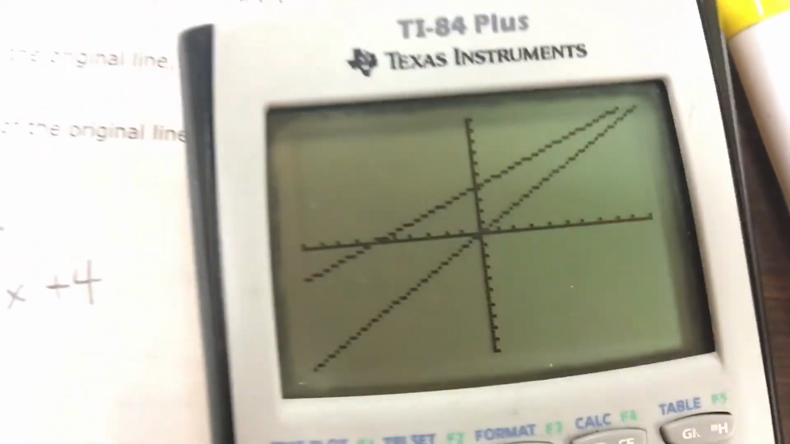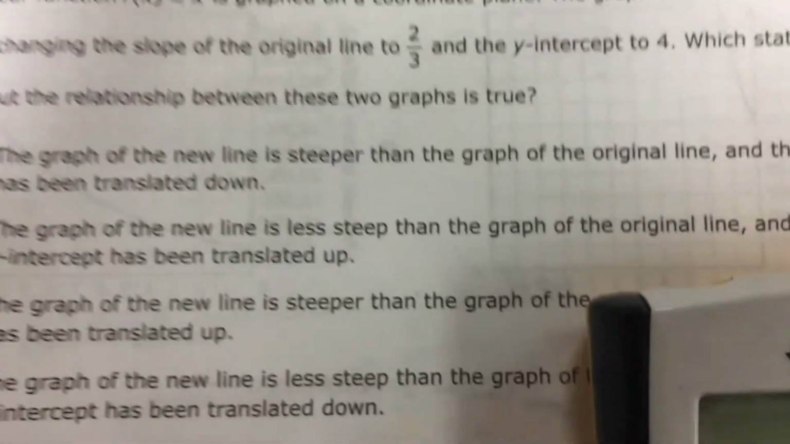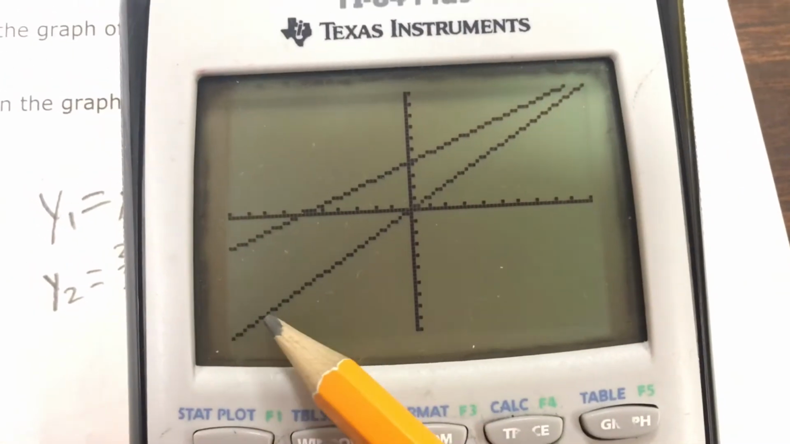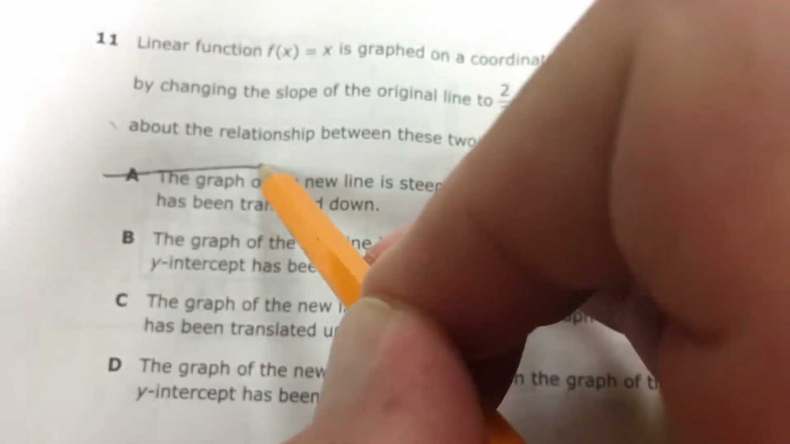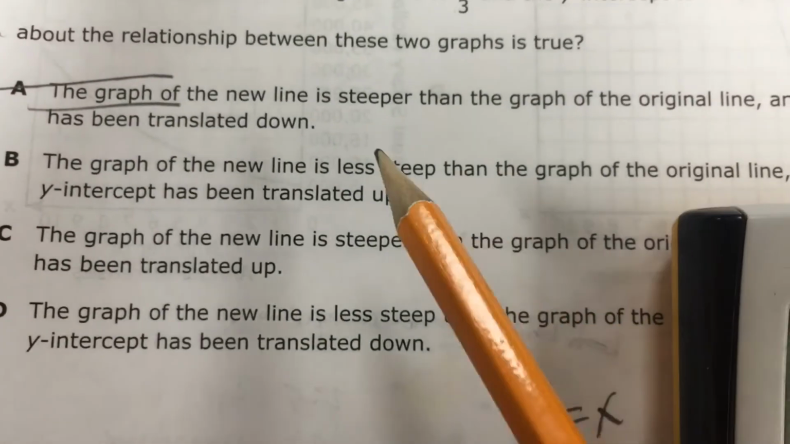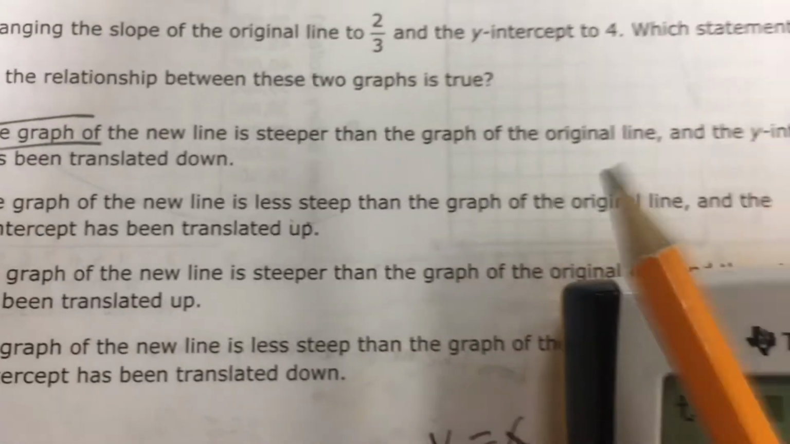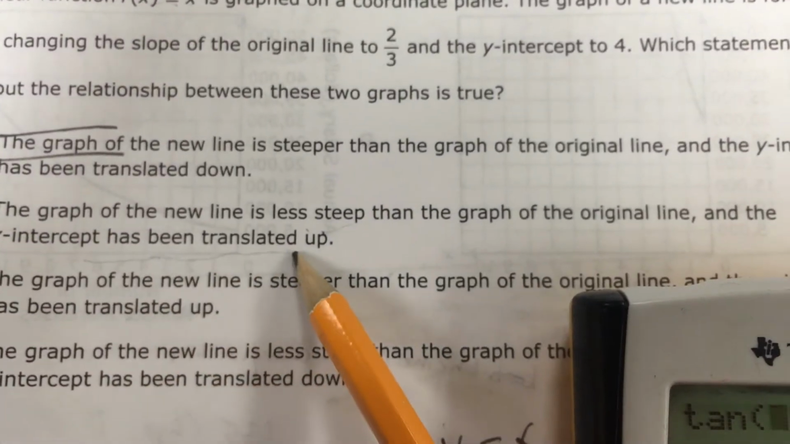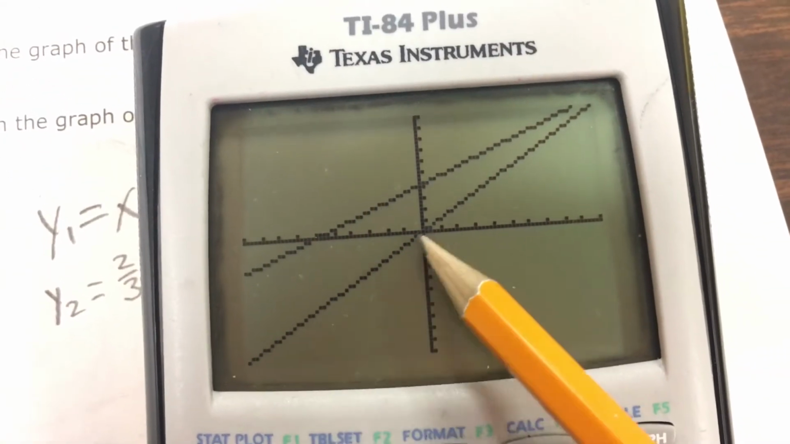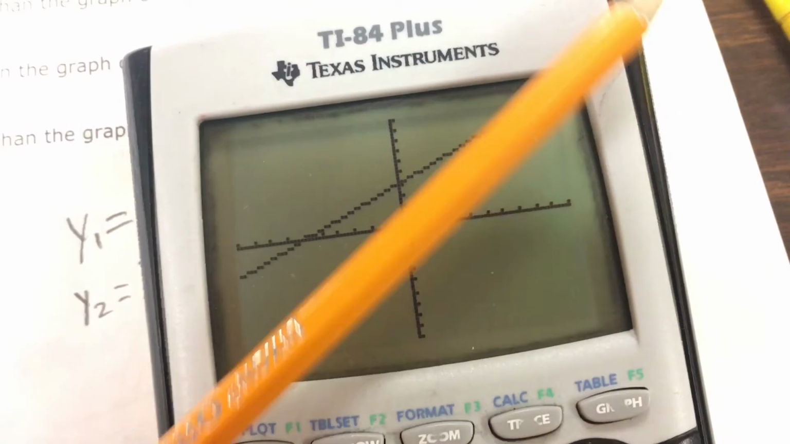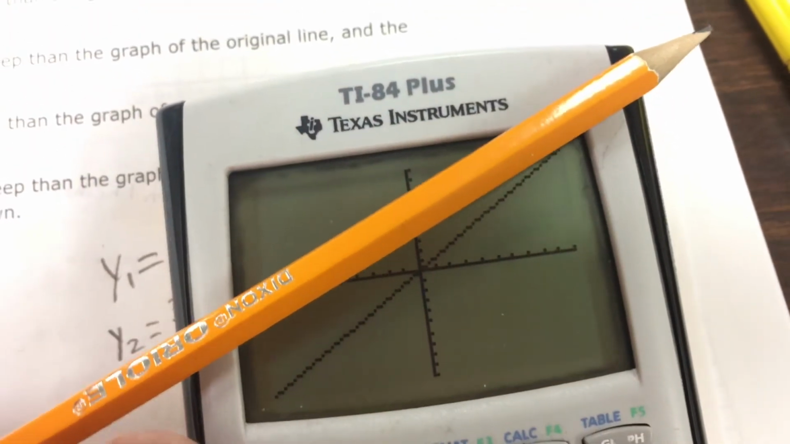So let's look at our answer choices and see which one it might be. The graph of the new line is steeper. Well, we already determined that the graph of the new line is less steep, it's more flat. So answer choice A is definitely incorrect. The graph of the new line is less steep, that's true, than the graph of the original line, and the y-intercept has been translated up. That's exactly what happened. We had this line moved up, so we went from here up to here, and then we made it more flat or less steep. So answer choice B would be correct.